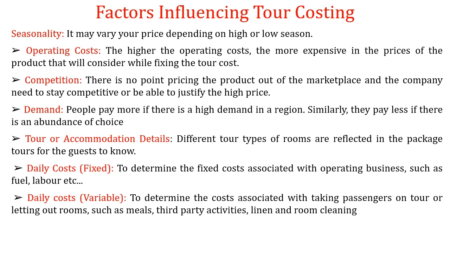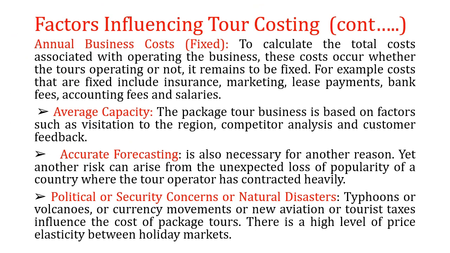Daily cost fixed. To determine the fixed cost associated with operating a business such as fuel, labor, etc. Daily cost variable. To determine the cost associated with taking passengers on tours or letting out rooms such as meals, third party activities, linens and other room cleaning. Further, the annual budget cost. This comes under the fixed cost category. To calculate the total cost associated with operating the business, these costs occur whether the tour is operating or not, it remains fixed. For example, costs including insurance, marketing, lease payment, bank fees, accounting fees and salary come under the fixed cost.